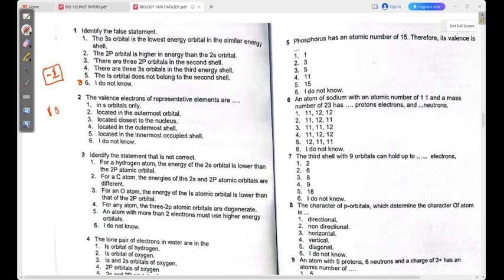You can imagine out of 100 questions, let's say 50 of those you guessed and happened to get wrong, you're going to have negative 50, which is going to have a huge negative impact on your results. So you can go for option 6, "I don't know," to be saved from negative marking where you can get a 0. So question 1 says identify the false statement, meaning that four of the 5 statements here are true, but only one is false. Statement A: the 3s orbital is the lowest energy orbital in the similar energy shell.